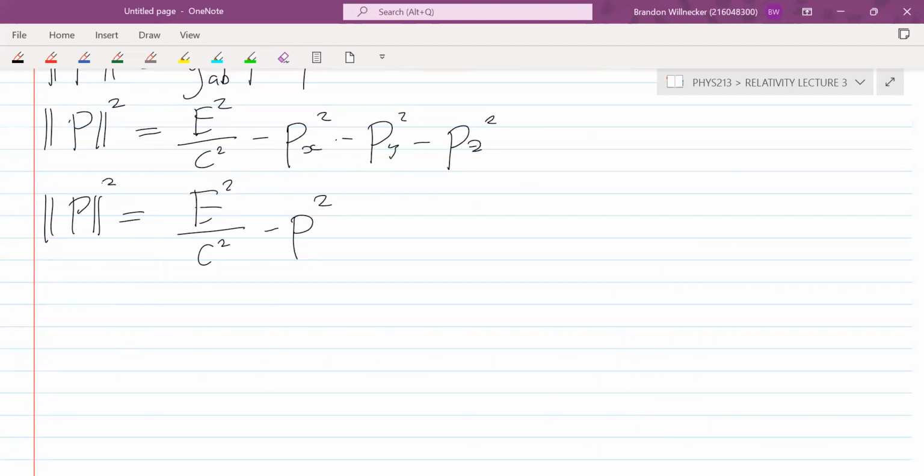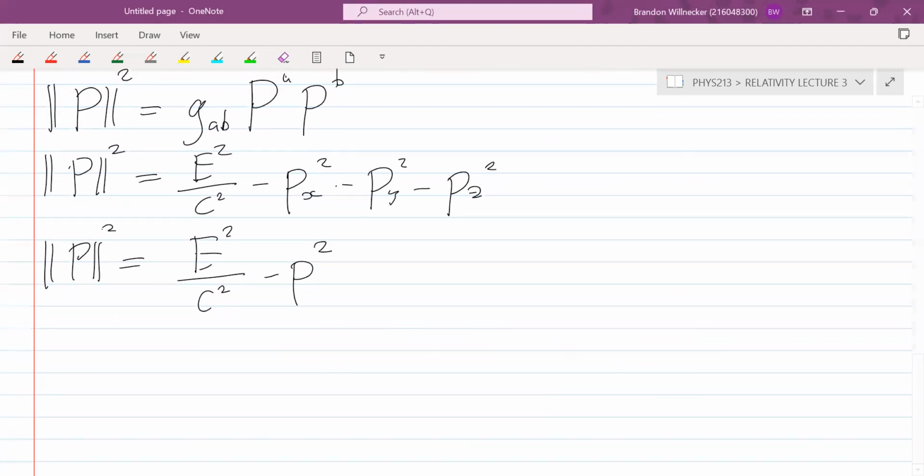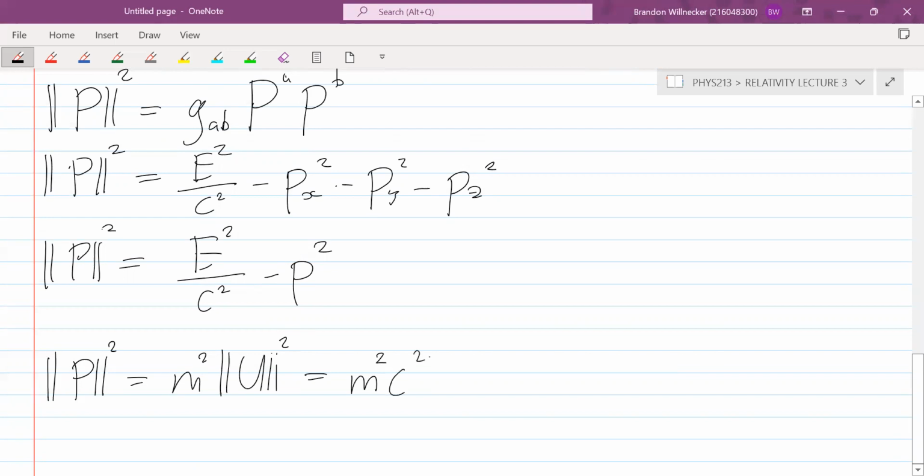Okay, so spoiler for your homework, but the length of P squared in terms of your 4 velocity will be m squared times the length of u squared. You'll see in your homework, it's a good thing to go through the calculation anyway, but this is going to be m squared c squared. Okay, so little spoiler on that.